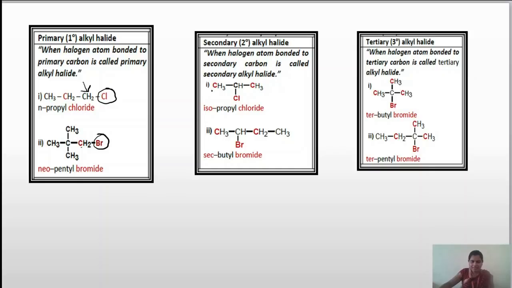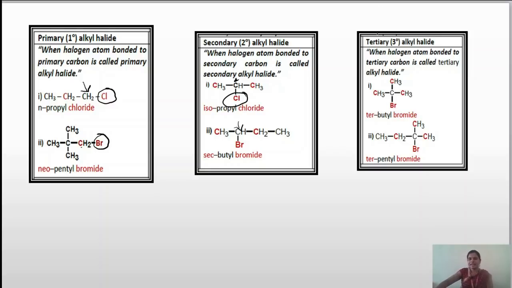Here I take the example CH3CHClCH3. Now in this example, this chlorine atom is attached to this secondary carbon. This carbon is secondary because this is attached to two other carbons. So this is the type of the secondary alkyl halide. Now in this second example, this bromine is also attached to this secondary carbon. So this is the example of the secondary alkyl halide.